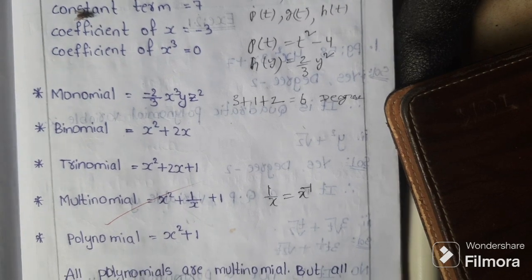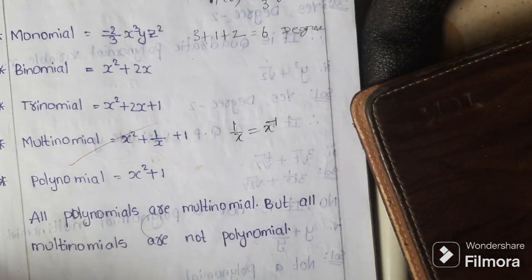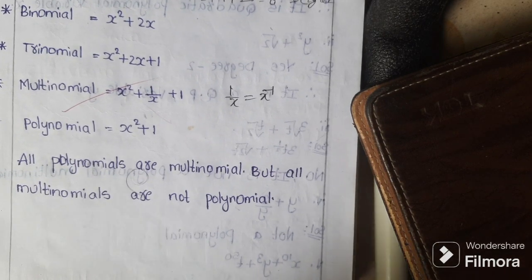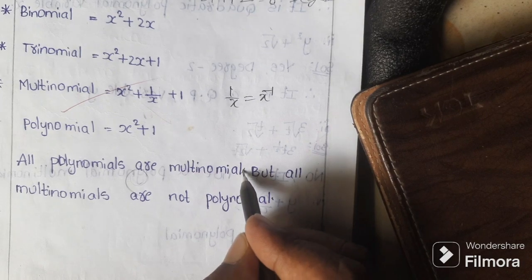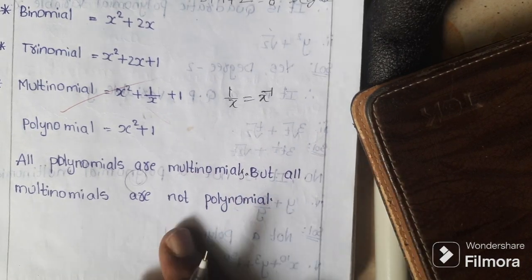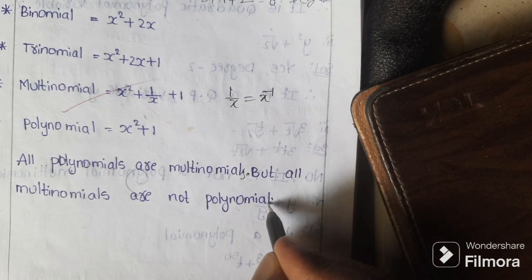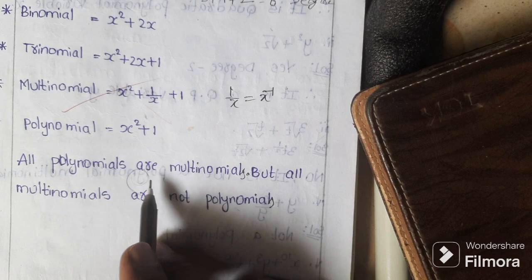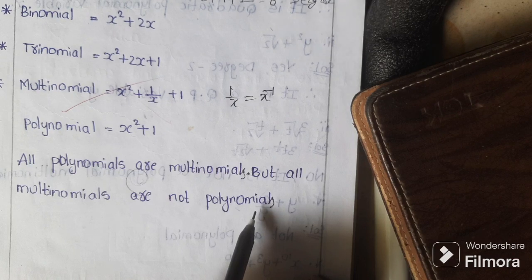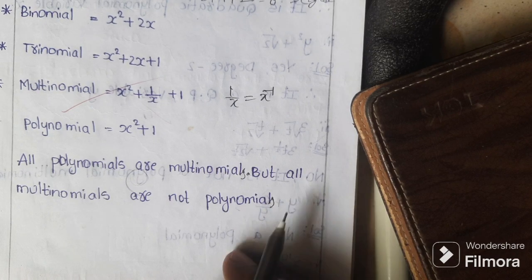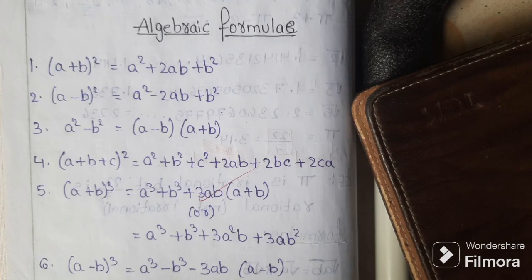We are concluding one important statement from this content. All polynomials are multinomials, but all multinomials are not polynomials. Observe this once: all polynomials are multinomials, but all multinomials are not polynomials. This is one kind. Next, I shall give important formulas, based on which you can continue.